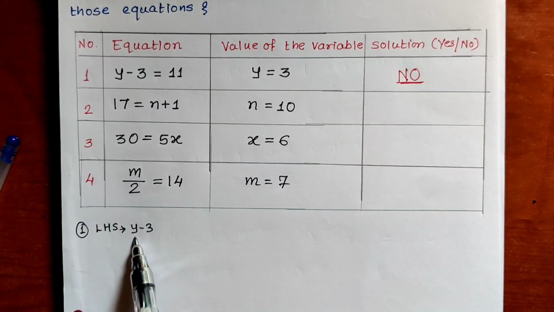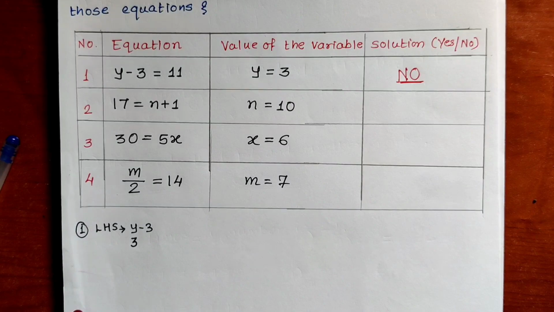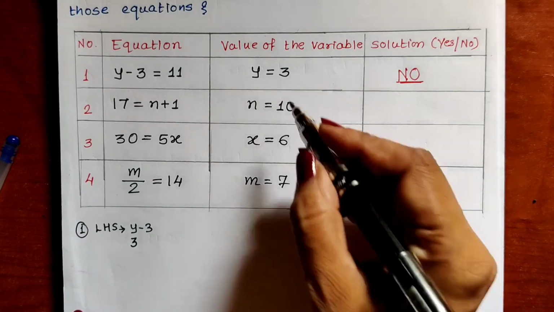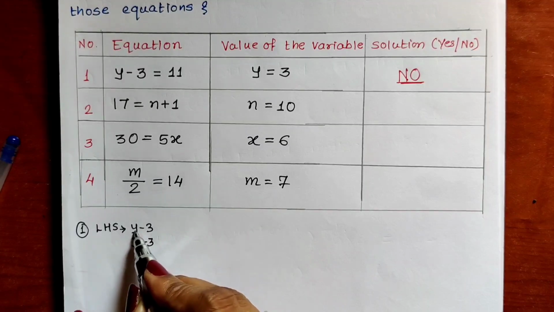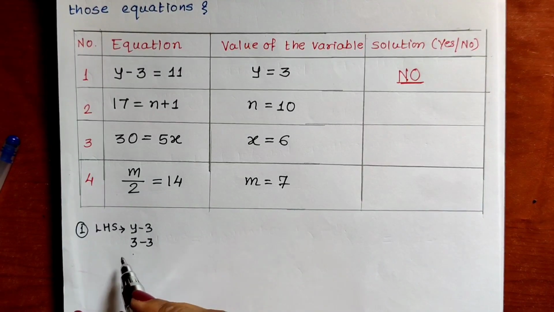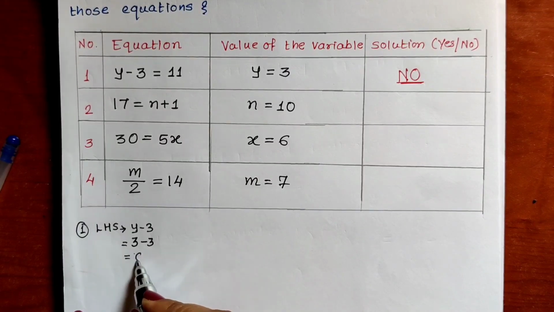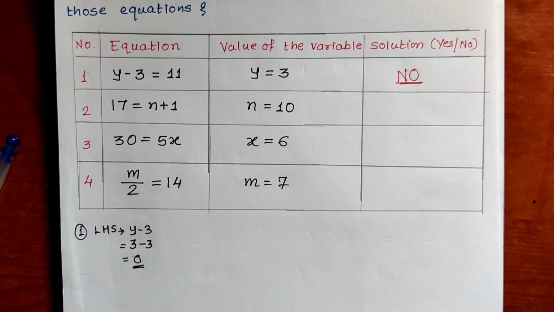Now the value of y is given as 3. So in place of y we can write 3, and minus 3 write as it is. So 3 minus 3, what is the answer? 0. But the answer on the right hand side is 11.